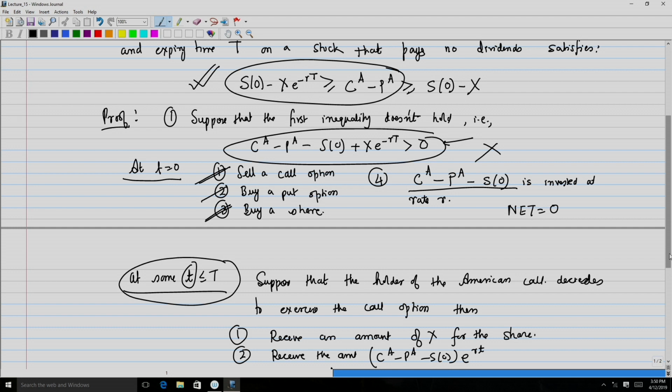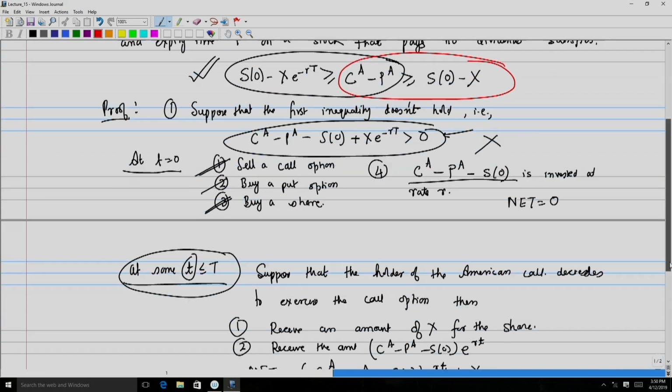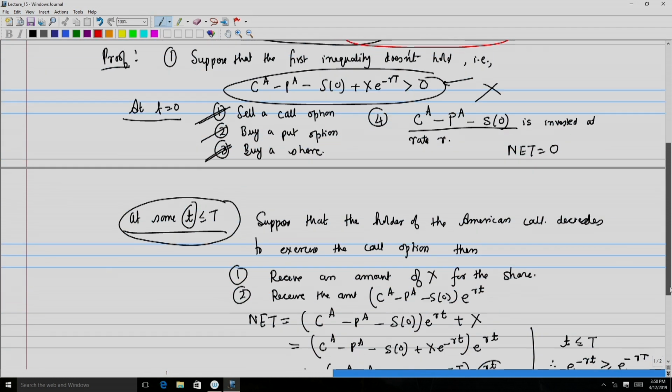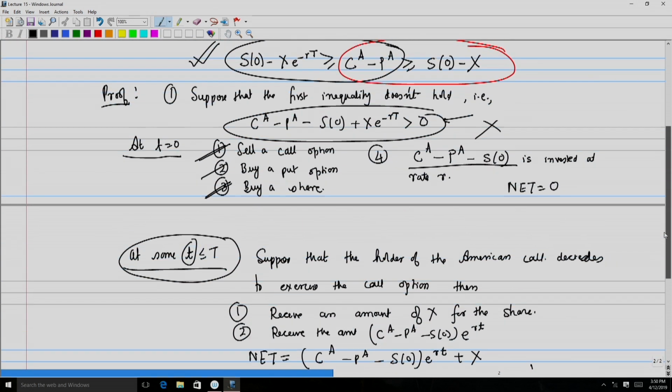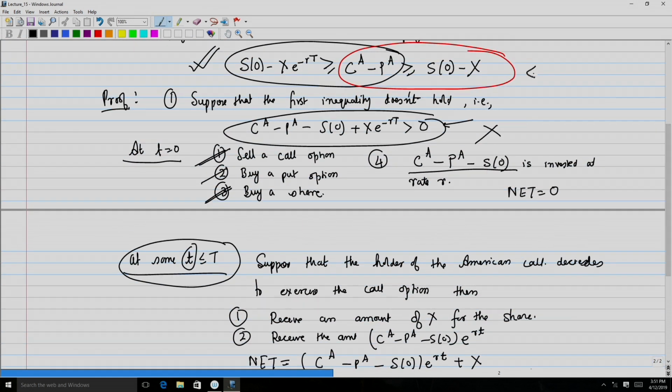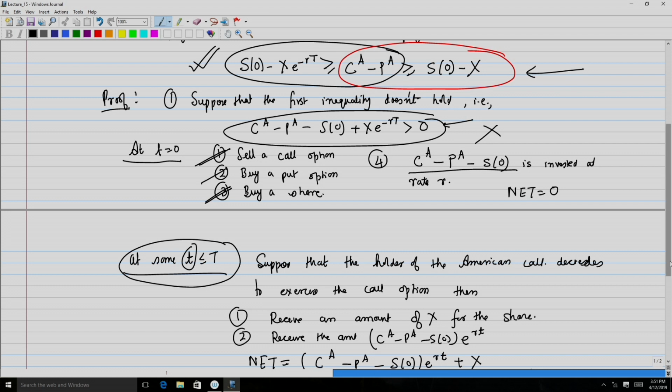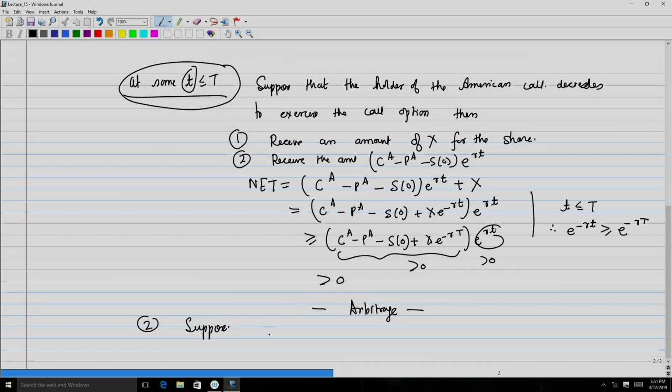Okay, now I suppose that the second inequality, namely this one, does not hold true. So, in this case, what will we assume? For the second case, we suppose Ca minus Pa minus S0 plus x is going to be strictly less than 0.